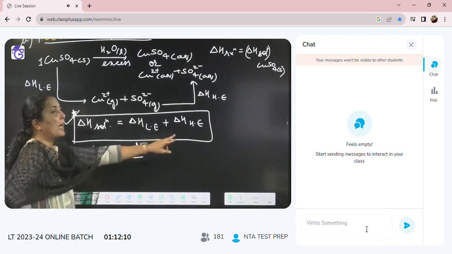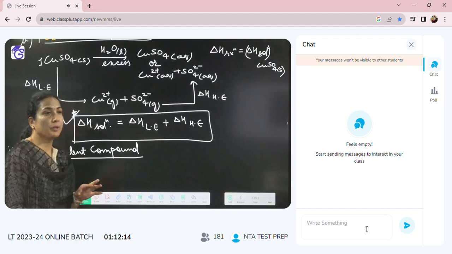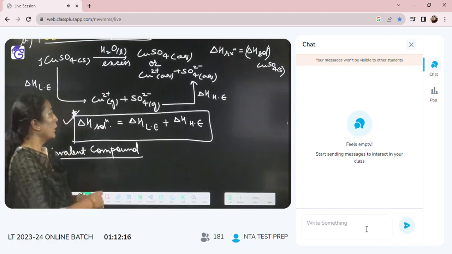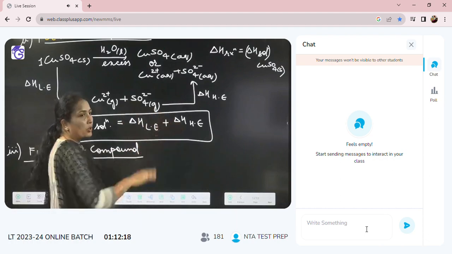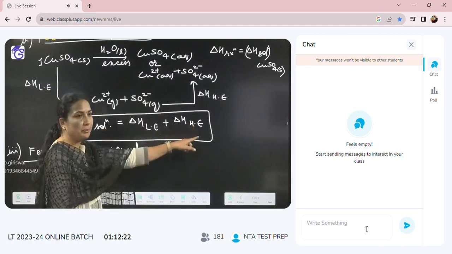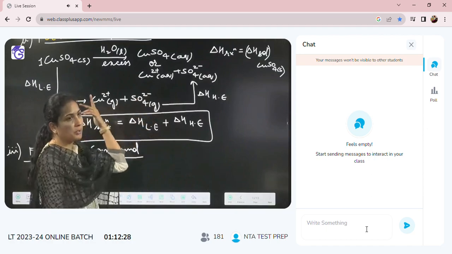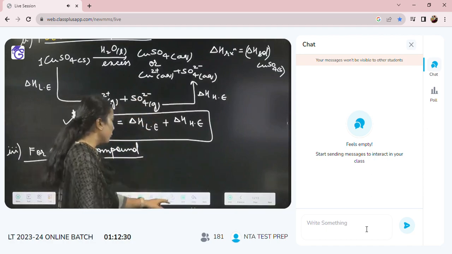See, here we know hydration enthalpy is going to be always negative. Lattice enthalpy is going to be positive, right? Now the thing is, out of these two, which factor dominates? Accordingly, that will decide the enthalpy of solution. If hydration enthalpy dominates, it will become negative. If at all lattice enthalpy dominates, it will become positive, right? So it could be both.